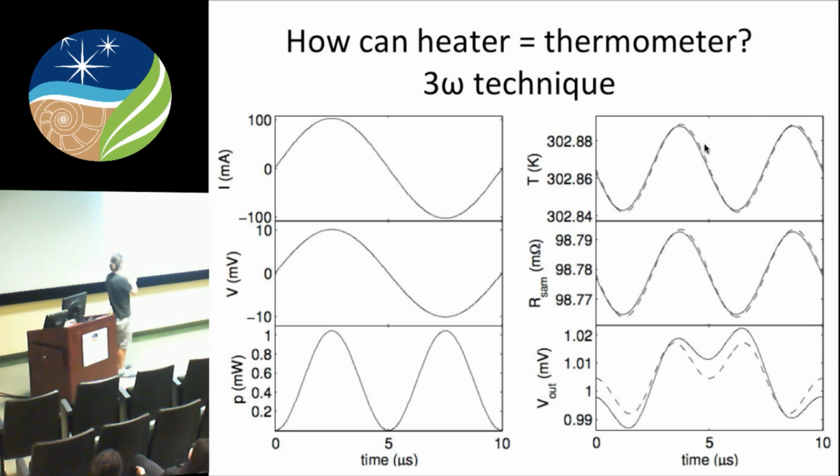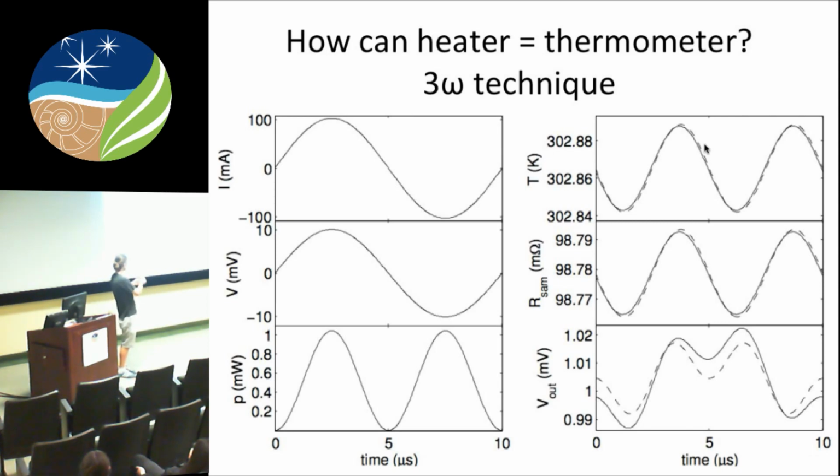If we drive current through the sample at some frequency, here a 10 microsecond period, that causes the voltage to oscillate at a 10 microsecond period. Multiplying these two gives a power. The power has a DC offset, some constant power, and a second harmonic. That drives the temperature up and down, which causes, luckily, a change in the electronic property of the heater. The resistance changes by a little bit at the same period.